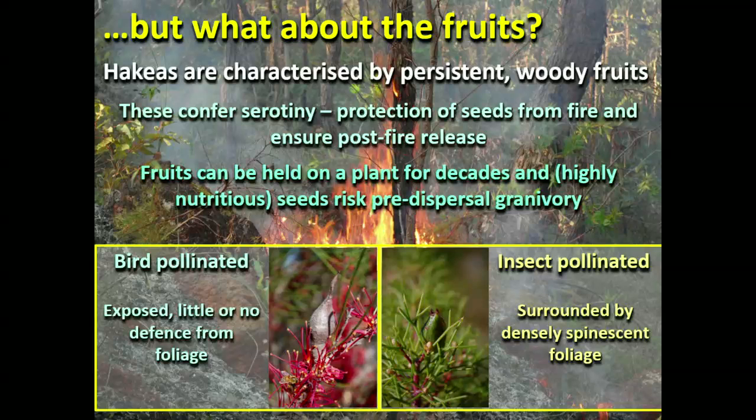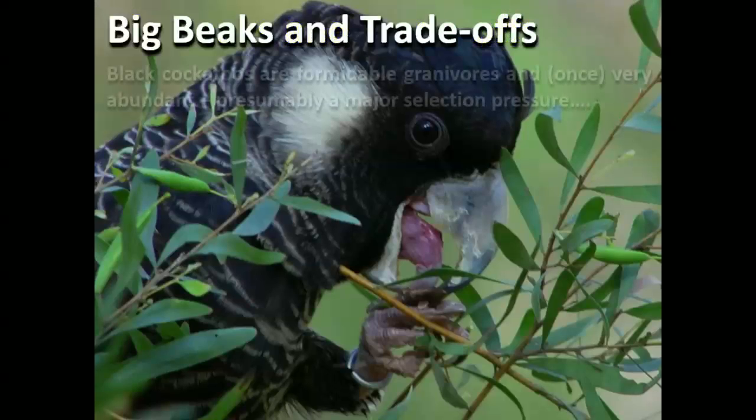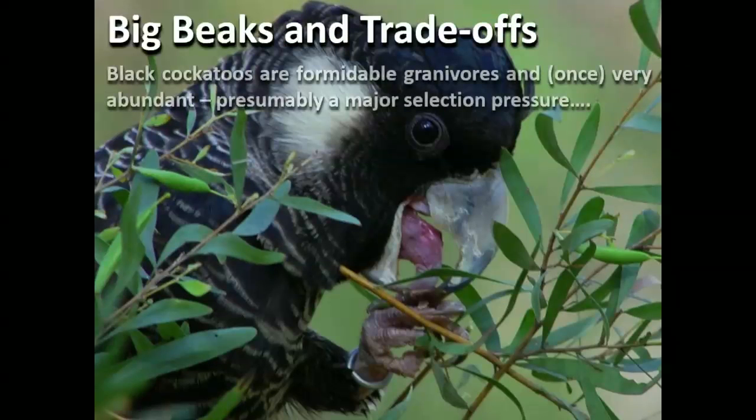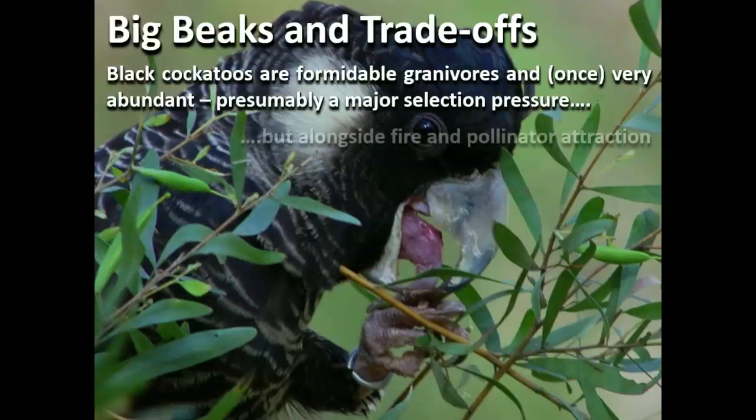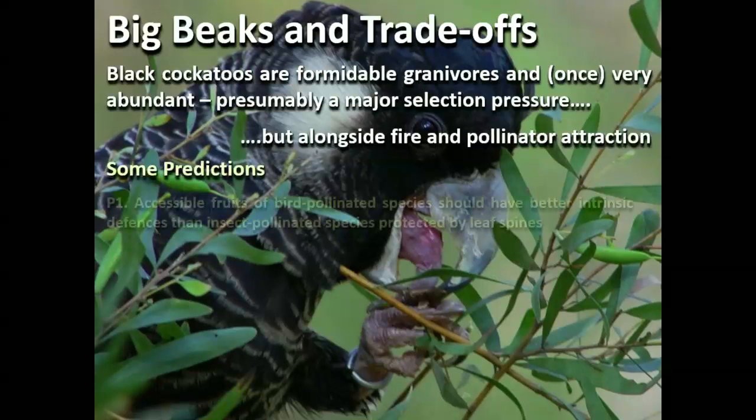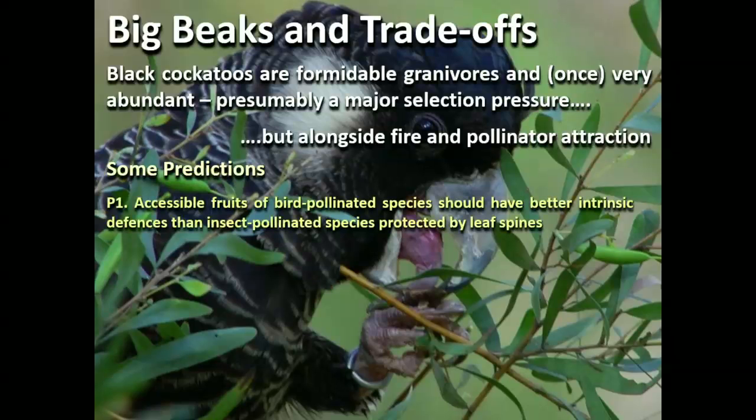The seeds themselves are really packed full of nutrients, so there are higher nitrogen levels in seeds than in many insect species. So potentially those bird-pollinated species are also prone to increased levels of fruit attack, i.e. pre-dispersal granivory. The main culprit is the black cockatoo. If you've ever been lucky enough to get close to one of these things, they're a very big bird, and that beak is really like a pair of secateurs. They have a fantastic capacity to destroy vegetation.